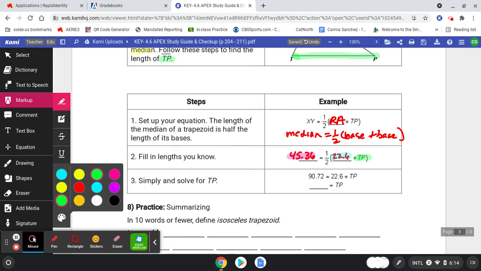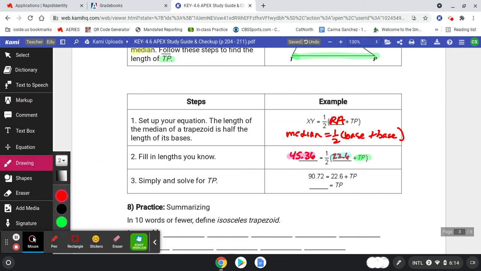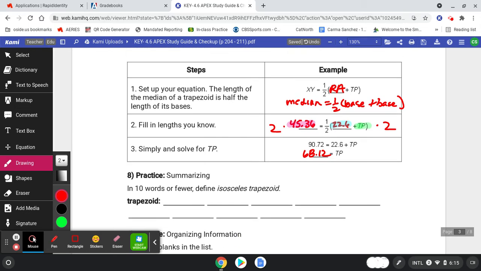So here we multiplied by 2 to both sides to get rid of the denominator. And then that gives us 90.72 is equal to 22.6 plus TP. And then we minus 22.6 from both sides. Take a second to do that on your calculator, and that gives us 68.12. How'd you do? So that's using that new little median formula in order to solve.